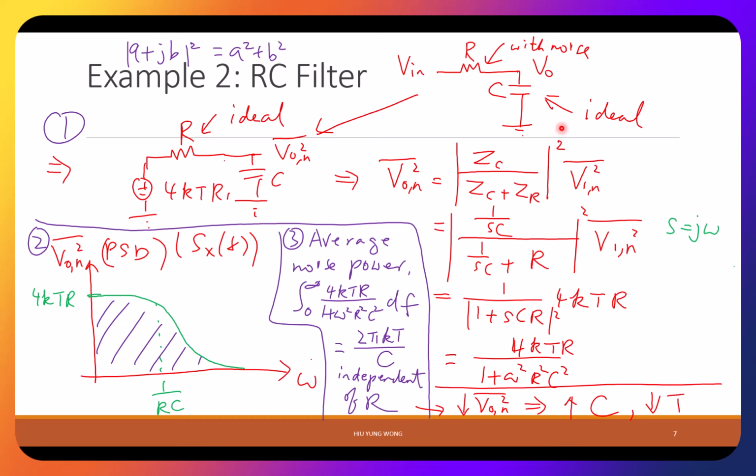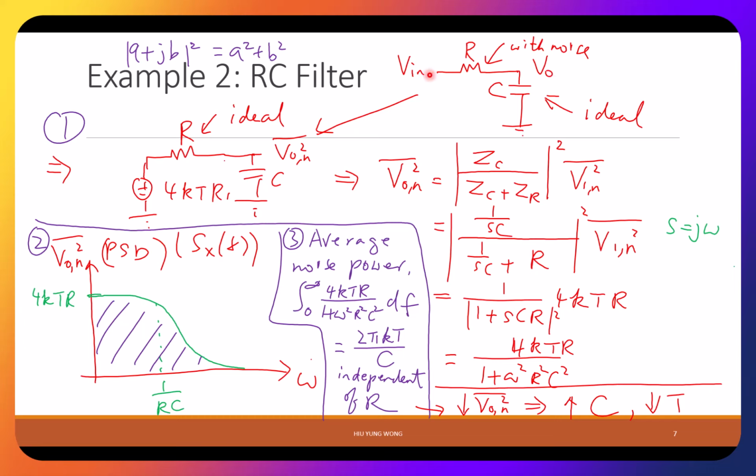Then let's look at another example, the RC filter. Let's remind ourselves what an RC filter is. Here is something called the low-pass filter. We have a resistor here, we have a capacitor here. The input is here, the output is here, right? How do you find the output in terms of input?